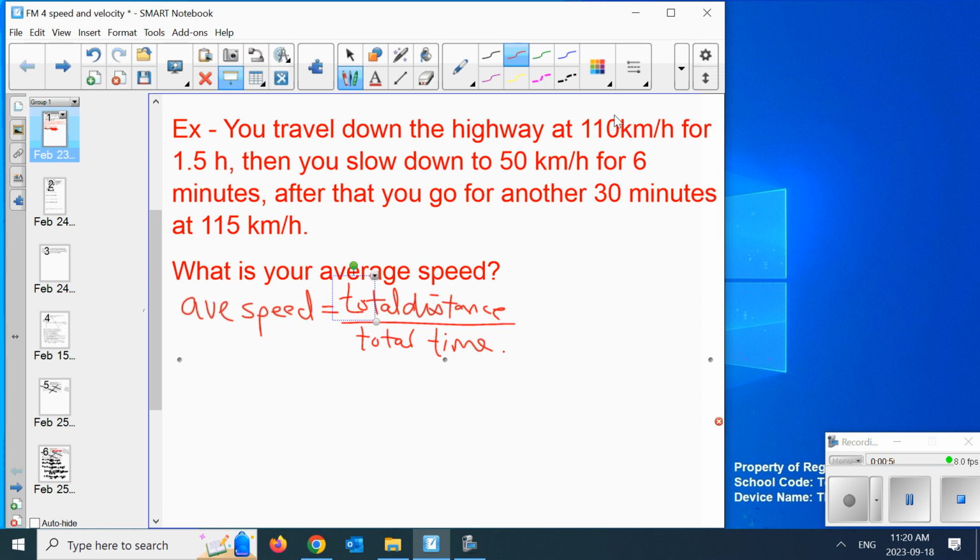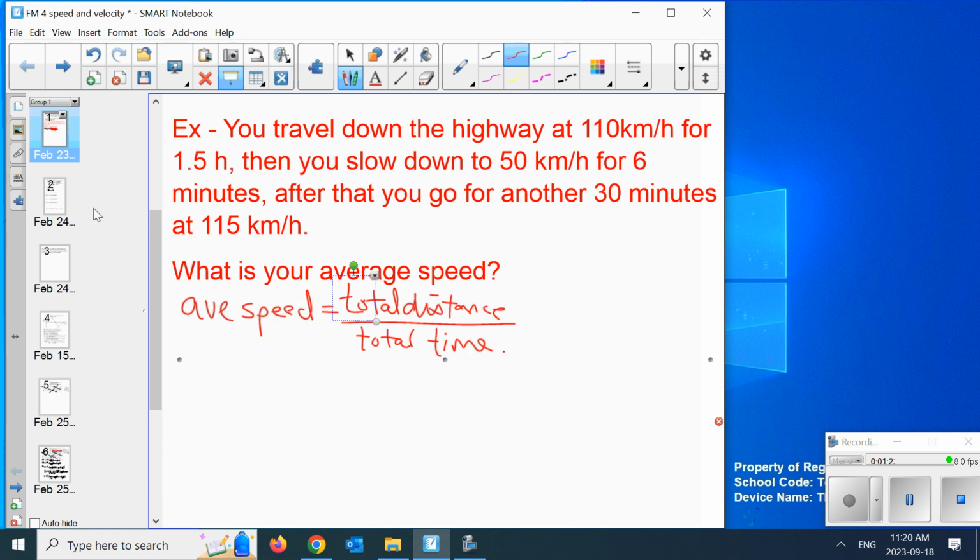Can we add 110 plus 50 plus 115 divided by 3? No, because that 50 kilometers per hour brings it down. That would only work if you went half the trip distance-wise at one speed, half the trip at the other. And that's not the case. So you can't average it like that. You have to take the total distance over the total time. That means we've got to do some figuring.